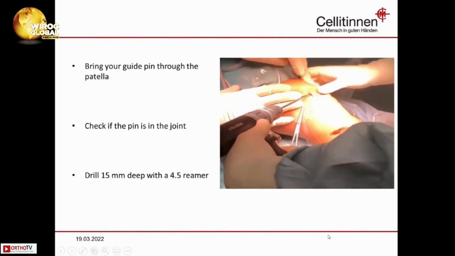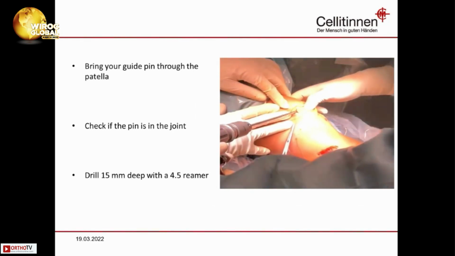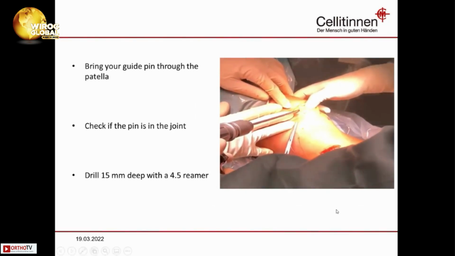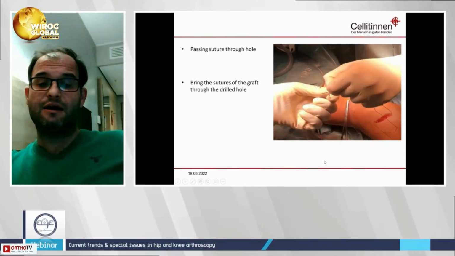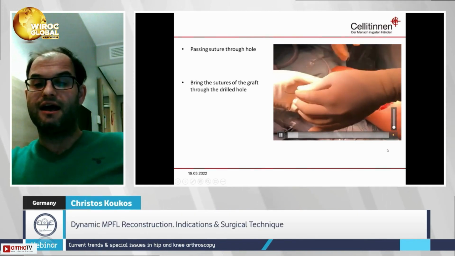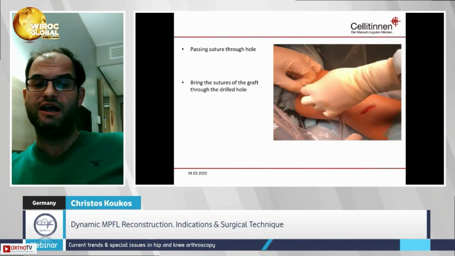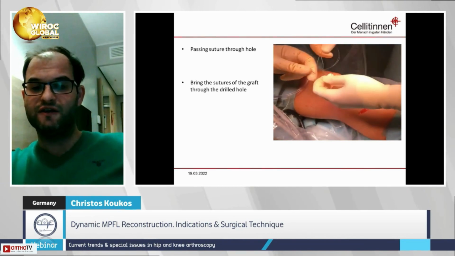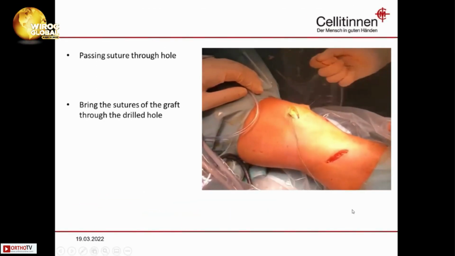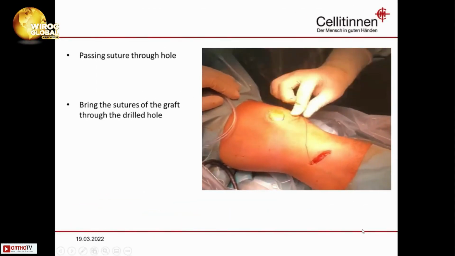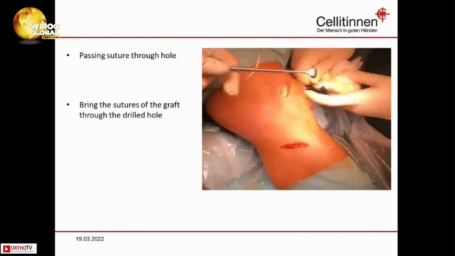After that, we ream 15 to 20 millimeters of depth in the patella, not more than that. And the reamer is a 4.5 reamer, as you see here. Then you need a passing suture, a shuttle suture, where we bring the sutures of the loaded tendon to the other side. And then, after bringing the sutures to the other side, as you see here, we have to pull on the sutures in order to get the tendon in our bone canal that we reamed already.